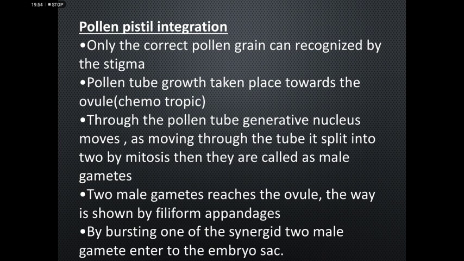That means up to this synergid, the tube nucleus grows. When it reaches the synergid, the filiform apparatus shows the correct way towards the embryo sac, and by bursting one of the synergids, the pollen tube enters the embryo sac and releases the two male gametes.